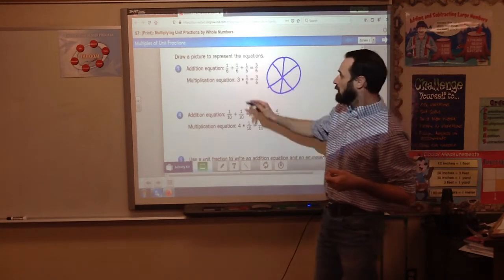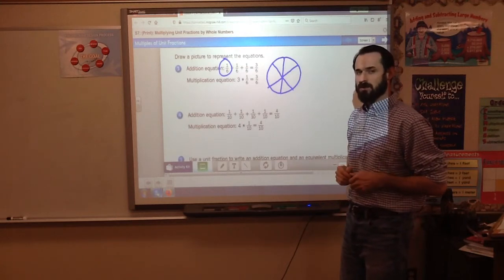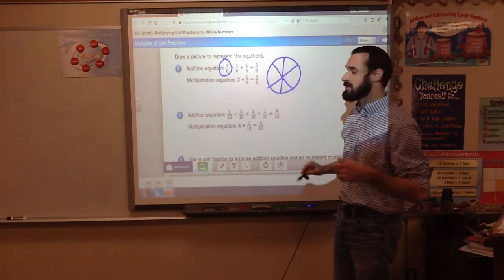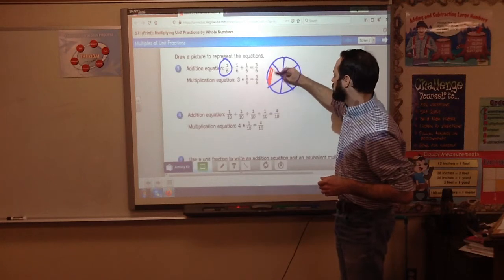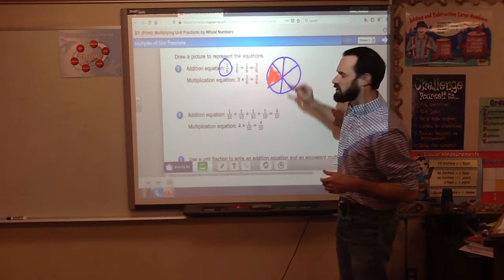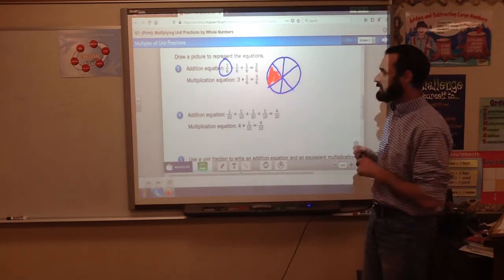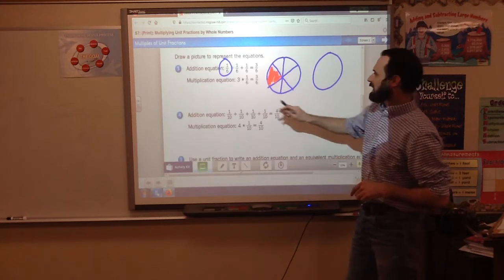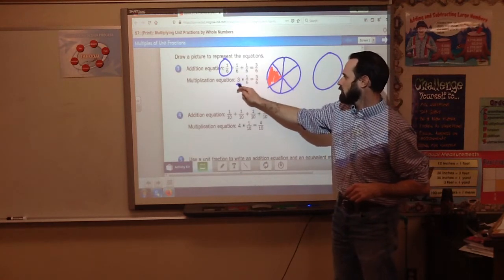And how many of them need to be filled in? Look at your unit fraction. 6 is our denominator, so we have 6 total pieces. How many pieces need to be filled in? Just 1. I picked the big one. They should all be the same size, but I wasn't that great of an artist here. Then I need to do another one. How many total am I going to need to do? 1, 2, 3. It also tells you right there.